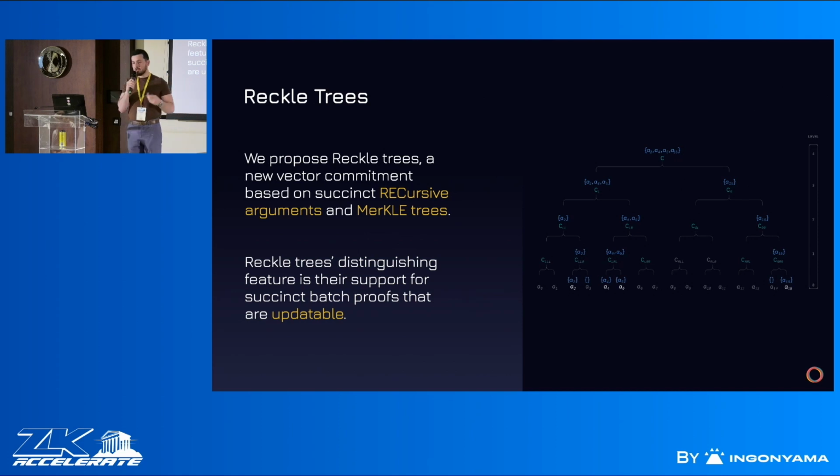This is based on a vector commitment our team proposed last summer, and we've since submitted a paper to CCS where it's been accepted, called RECL trees. RECL trees are a vector commitment based on combining recursive snarks and Merkle trees. So what makes RECL trees special? Well, the core property is that they are updatable, which means that if you change some subset of elements within your RECL tree, you can update the batch proof of those elements in logarithmic time. So not proportional to the size of the data set, but proportional to the number of updates.